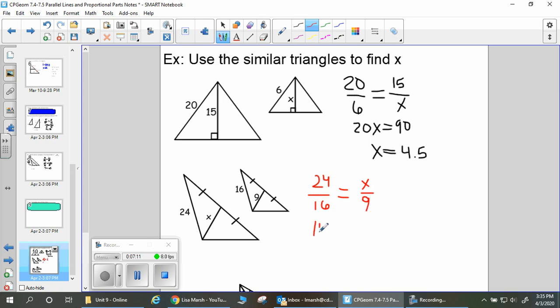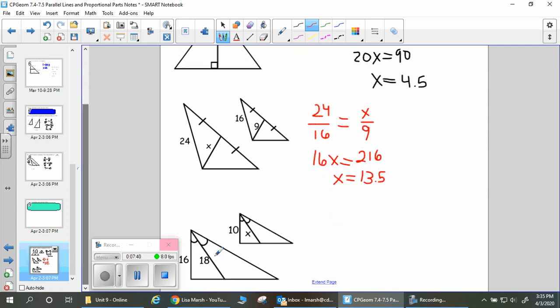So 16X is equal to 216. Divide both sides by 16, and we are getting 13.5. Remember, when we're dealing with proportions, we're not always going to get those nice whole numbers. Things like 0.5s really shouldn't set off alarm bells, but it is possible to get other decimals as well.